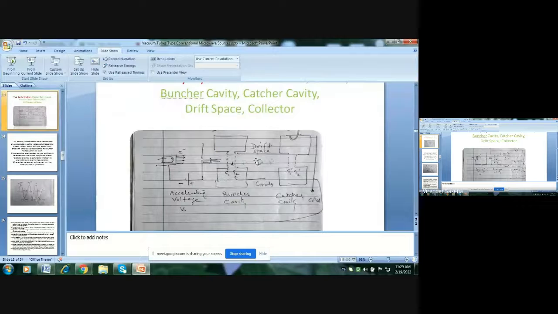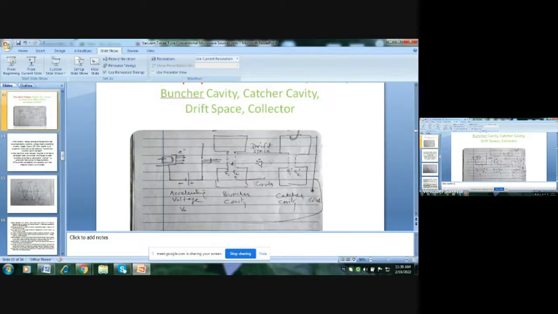So at some places in the drift space, the electrons come closer and form high density regions, and at some places electrons are lightly dense. Bunches are formed in the drift space due to velocity modulation. Suppose 100 electrons are entering the drift space, then 80 to 90 electrons come closer and form a highly dense region, and the rest, 10 to 20 electrons, spread over a larger region.